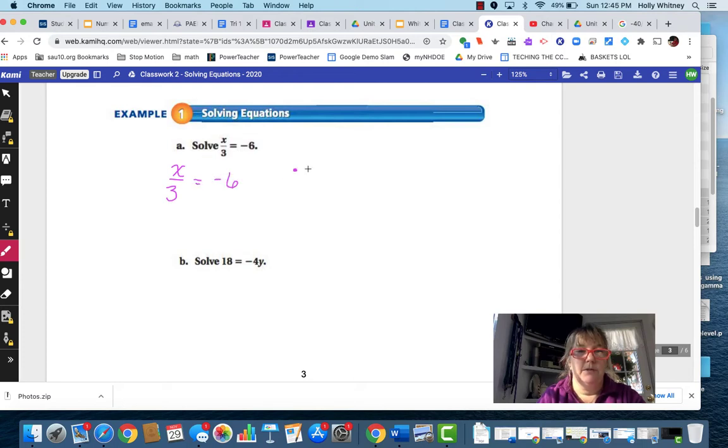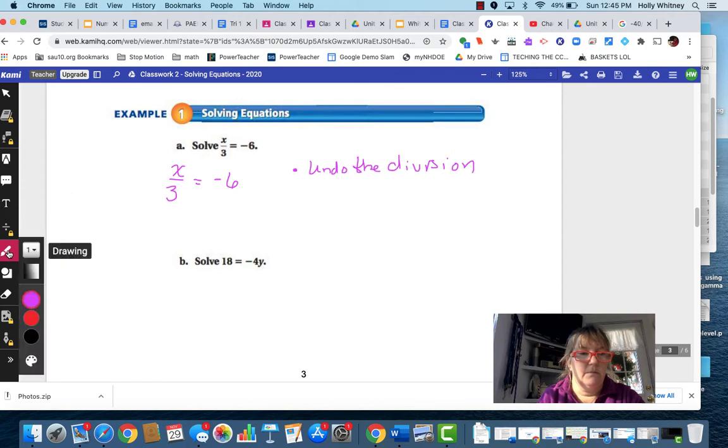So my first step is going to be to undo the division. I'm going to change my pen color for this because I think it might make it a little bit easier. So if it's x divided by 3, I am going to do the opposite of division, which is multiplication. So I'm going to multiply both sides. I'm going to multiply this side by 3. I have to multiply this side also by 3.